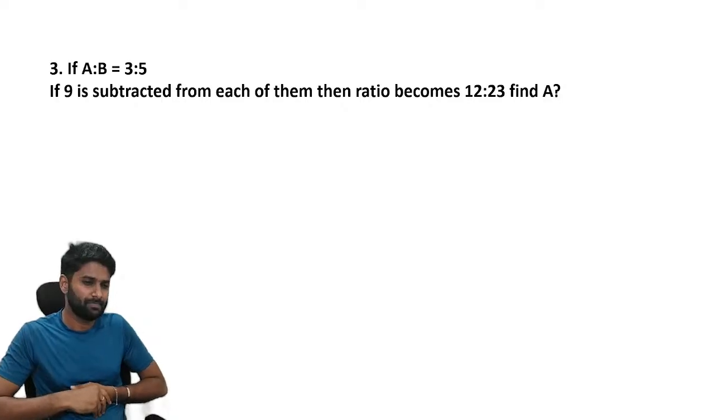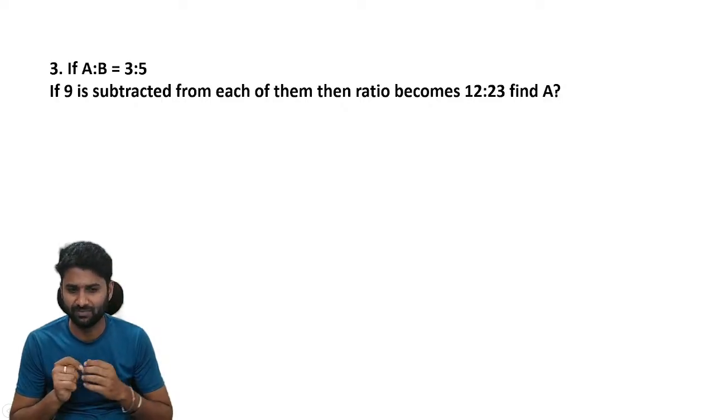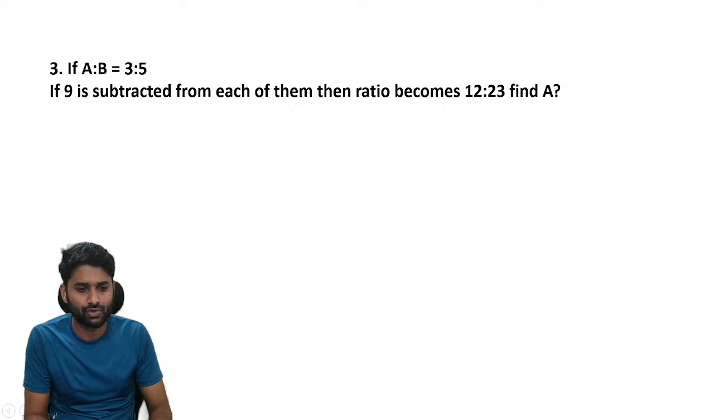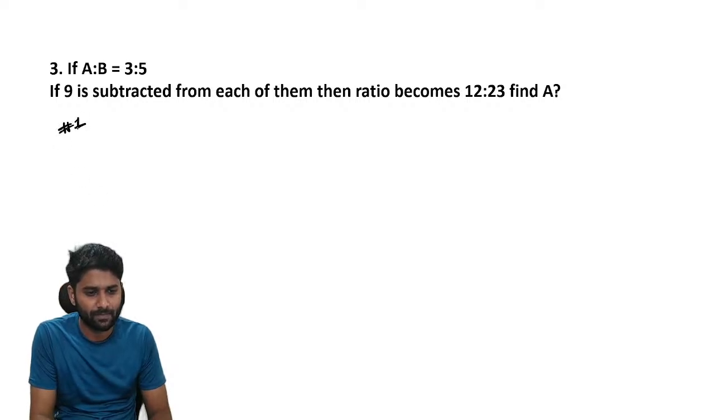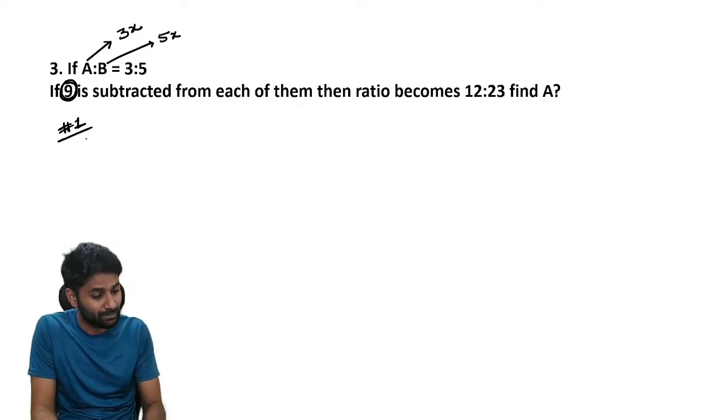If the ratio of A is to B is 3 is to 5, and if 9 is subtracted from each number, then the ratio becomes 12 is to 23. Find A's value. Let me teach you two calculations. First one, go through the procedure. Because we are subtracting a number, you have to consider the exact numbers. A's number is 3x, where 3 is the unit and 3x is the exact number. B's number is 5x. We can subtract a number from a number, but we cannot subtract a number from a quantity. Remember this point.